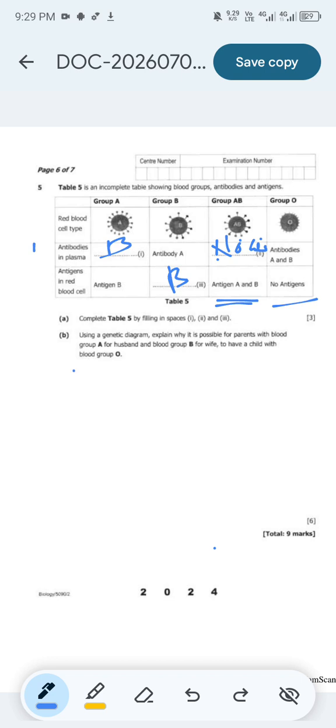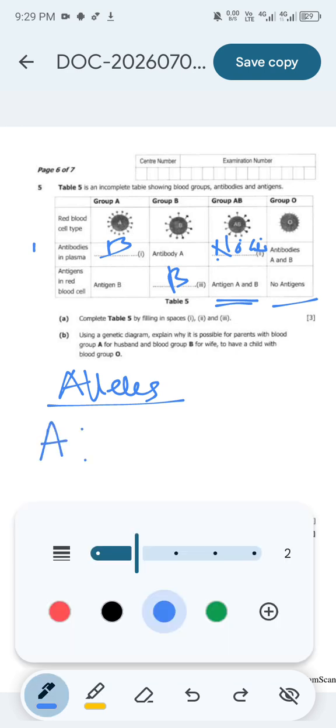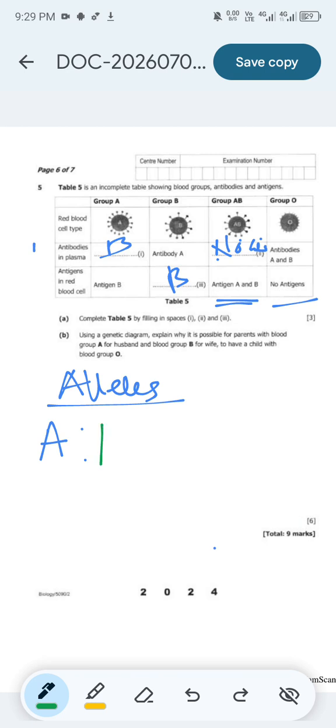We have terms we call alleles. Blood group A can be made from different alleles. It can be made from AA, or it can be made from AO. Why? Because A and B alleles are codominant. But the O is a recessive.